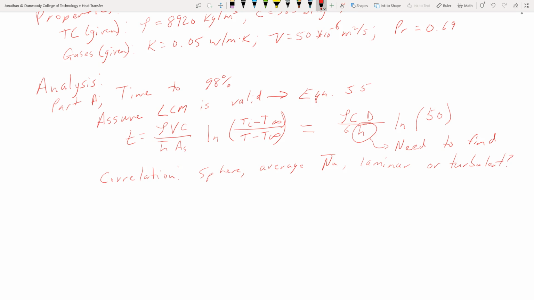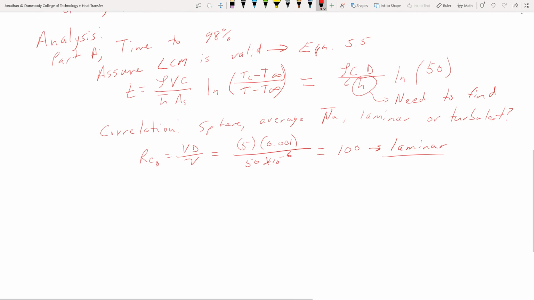So the way we determine that is we need a Reynolds number. Reynolds for a diameter is just V, the velocity now, not volume, D over nu. So we get 5 times 0.001 over 50 times 10 to the negative 6. And that gets us 100. So we're laminar. So our correlation, when we look through this, we need Whitaker is the correlation. And we'll get rid of that mu over mu_s to the, I don't remember the power, but something of that sort.